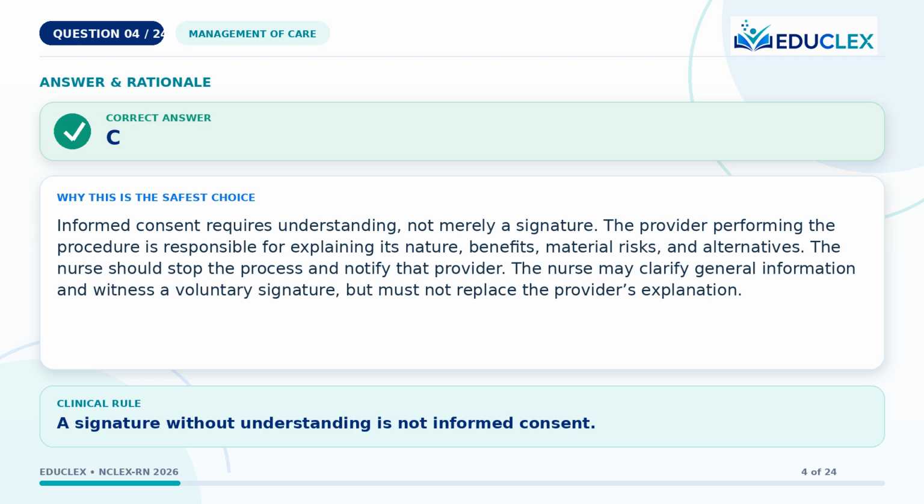The correct answer is C. Informed consent requires understanding, not merely a signature. The provider performing the procedure is responsible for explaining its nature, benefits, material risks, and alternatives. The nurse should stop the process and notify that provider. The nurse may clarify general information and witness a voluntary signature, but must not replace the provider's explanation.